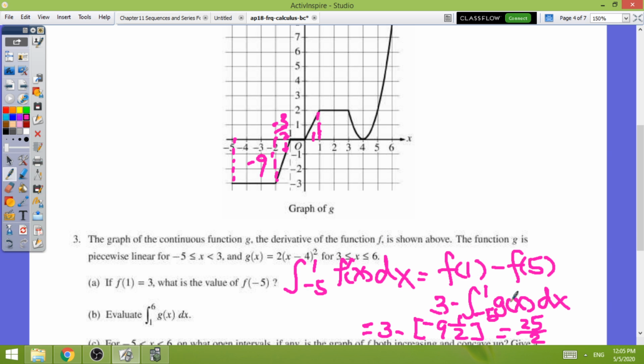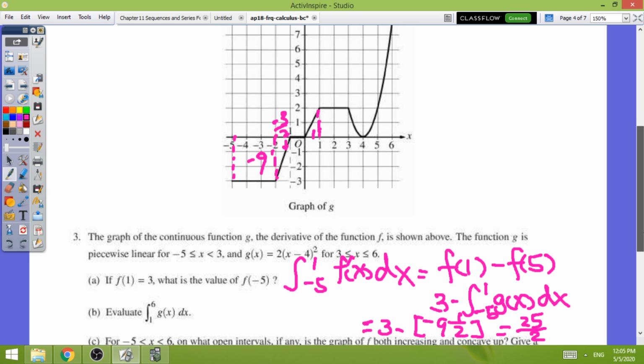Again, for those of you wondering how to set it up: 3 minus, because f of 1 is 3 already. So for f of -5, we are kind of going backward to find out what the rest of the area is. That means we just subtract.